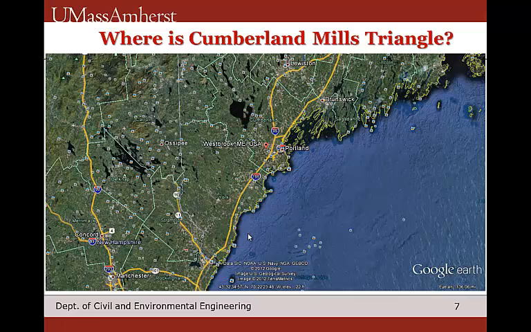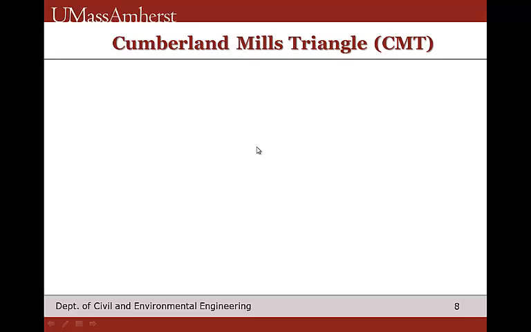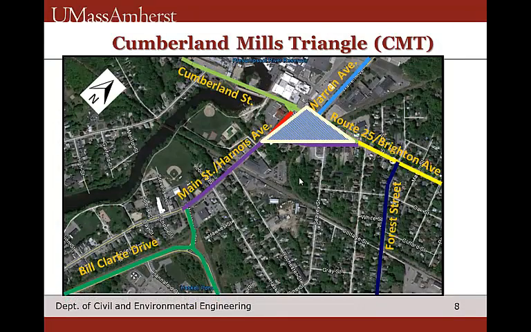So where is the Cumberland Mills Triangle? Well, this is the state of Maine right here. It's bordering New Hampshire. This is Concord and Manchester, New Hampshire. This is Portland, Maine, and Westbrook is in this zone right here. And so we're going to zoom in further. So the Cumberland Mills Triangle, this area represents Westbrook. This is part of Westbrook, and the triangle itself is right here.